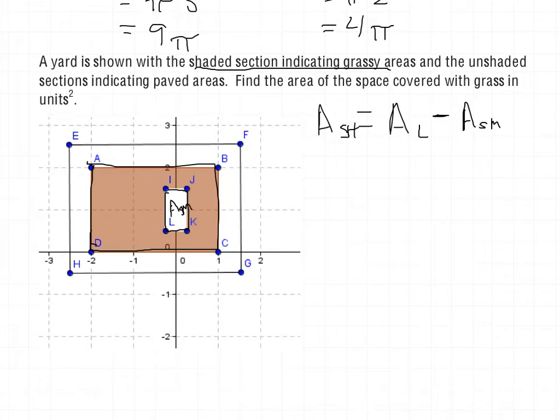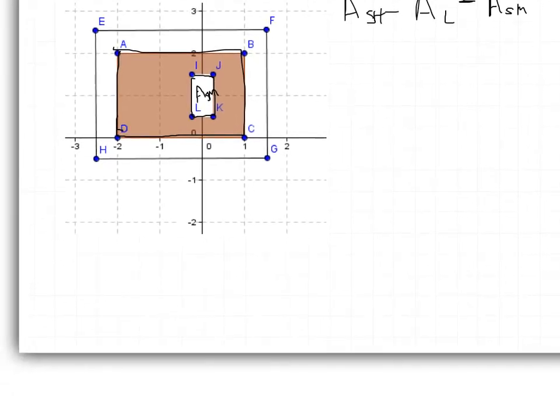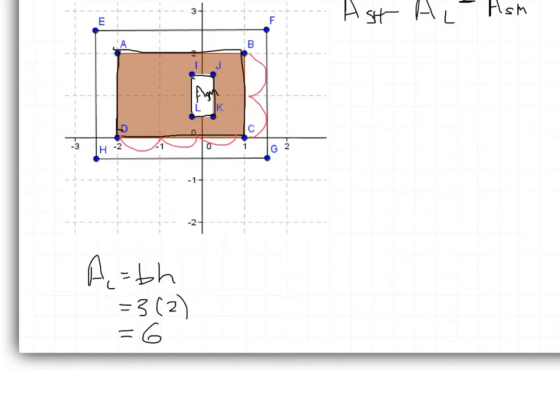So I need to find the areas of these two shapes in order to find this. So the area of my large rectangle, it's a rectangle, so I'm using the equation base times height. And we need to identify the length or the base and the height of this rectangle. So I count it out. I count 1, 2, 3 units, and I count 1, 2 units tall. So my area is going to be equal to 3 times 2. That's going to give me 6 square units.